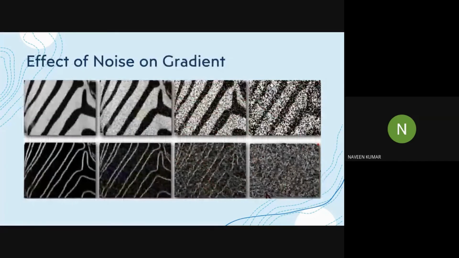Also let us see how noise affects the gradient of an image. From left to right, we are increasing the noise, and we can see in this image that we are not able to detect any edges. That's why we reduce noise in the image before finding the gradient of the image.